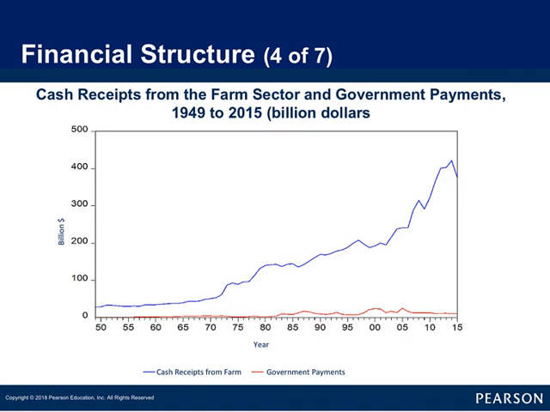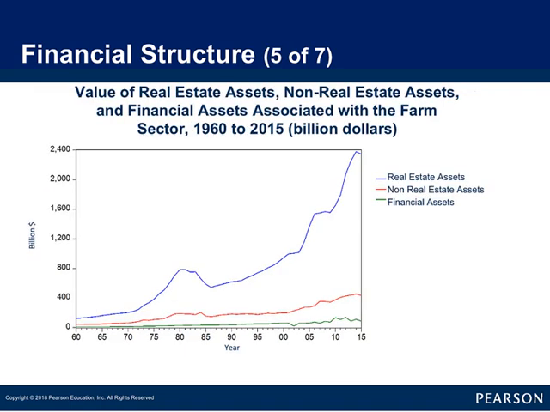The cash receipts from the farm sector have gone up over time, and really farmers have not had a lot of participation in government programs. We can see here one of the biggest changes is that real estate assets have increased over time, and agriculture has a lot of value, a lot of equity, but a lot of that is because of the real estate and the value that's happening with our real estate assets. Land is very, very valuable.